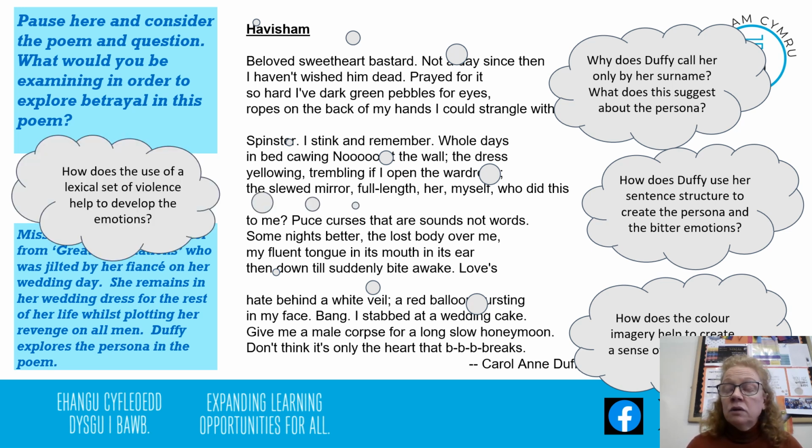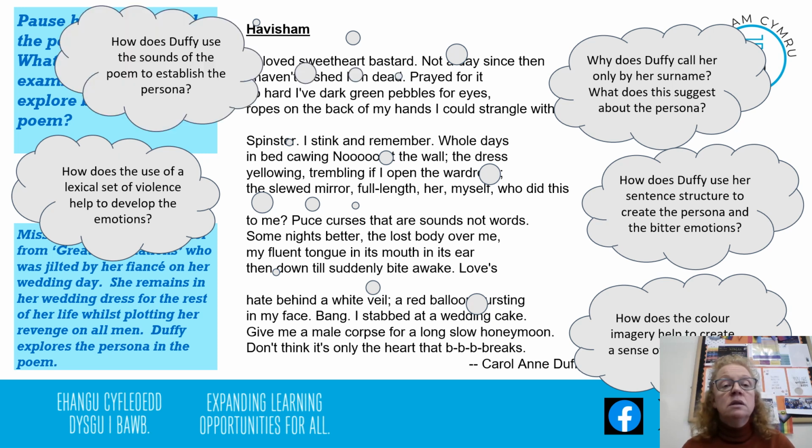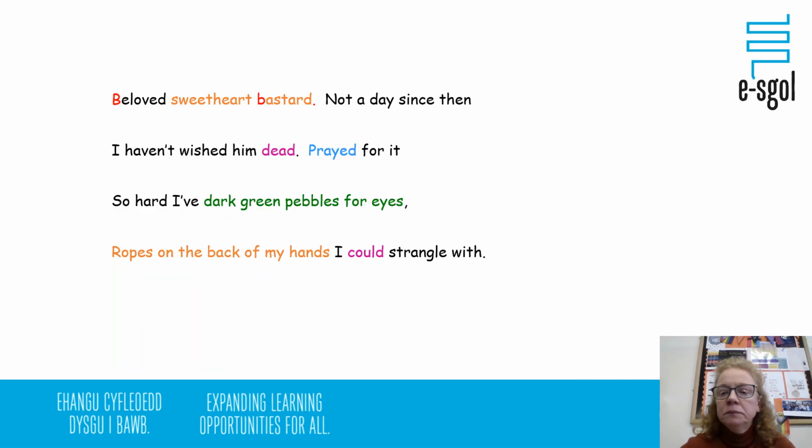One of the things that I would also be considering is the choice of words, so the lexical set of violence that's been used to help develop the emotions. And then finally, the idea of the sound, the assonance or the alliteration or the onomatopoeia. How has Duffy used sound in her poem to help?